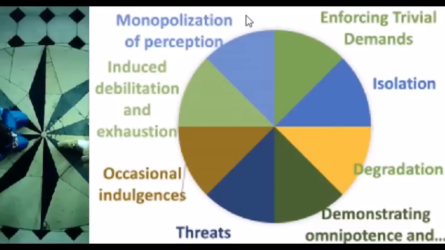Octagon. And the 8 points of controlling the slaves or the prisoners are: 1, monopolization of perception; 2, induced debilitation and exhaustion; 3, occasional indulgences; 4, threats; 5, demonstrating omnipotence and omniscience; 6, degradation and humiliation; 7, isolation; and 8, enforcing trivial demands.